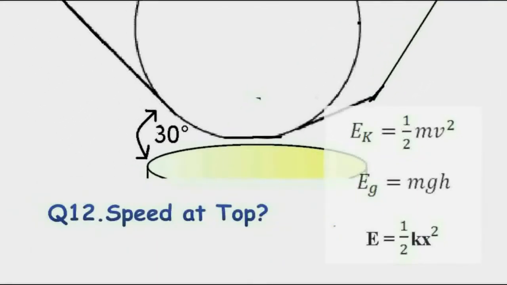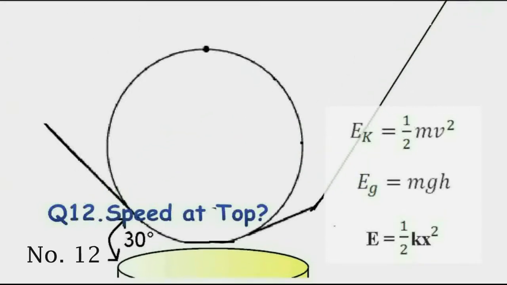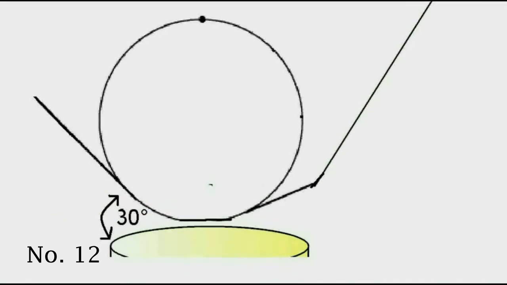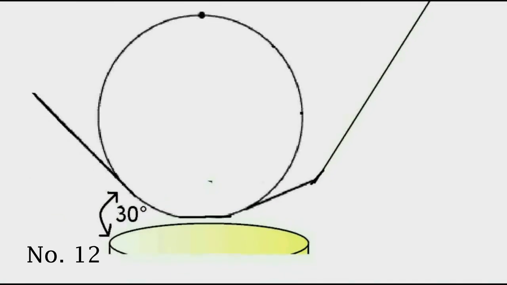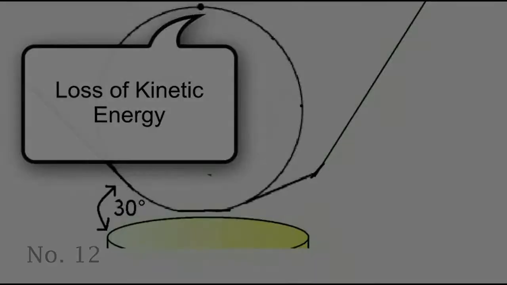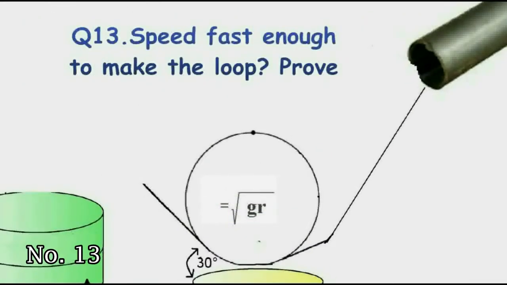Now, for the speed at the top of the loop, as it climbs up to the top of the loop, it's gained some gravitational potential energy, but has lost some kinetic energy, so the ball will slow down. And using those two formulas, you should be able to find out what the speed is at the top of the loop. Question 13, will the ball have enough speed to make the loop?